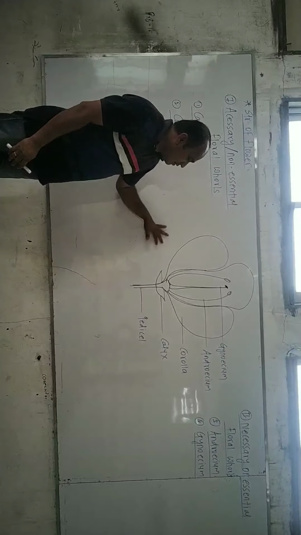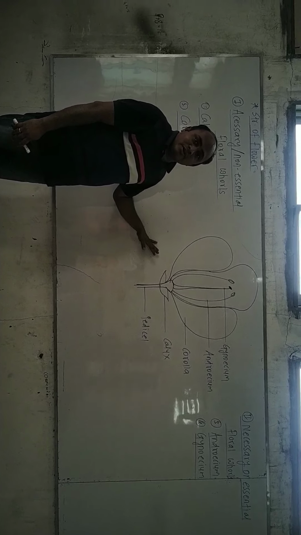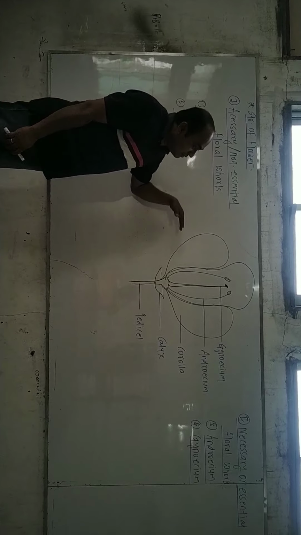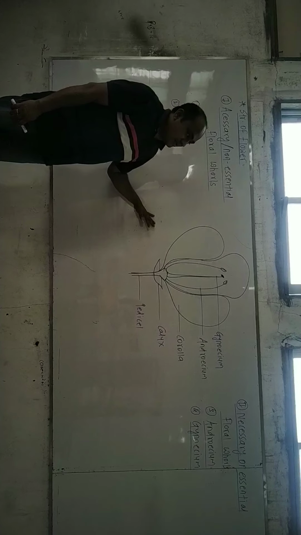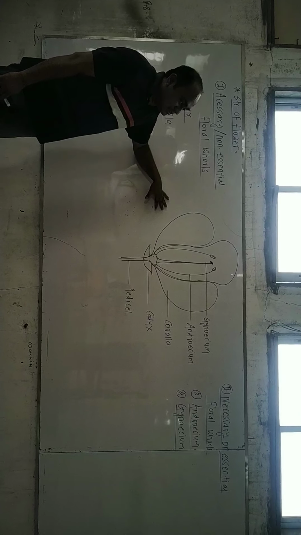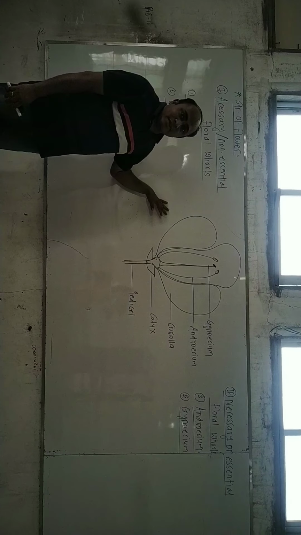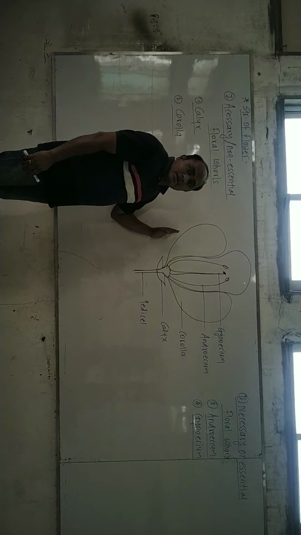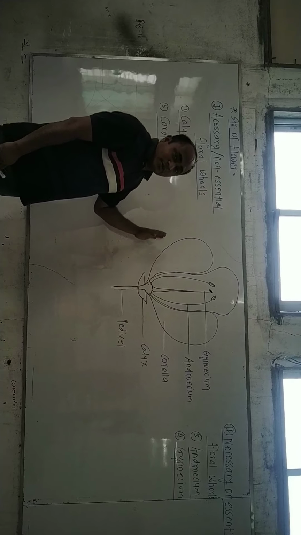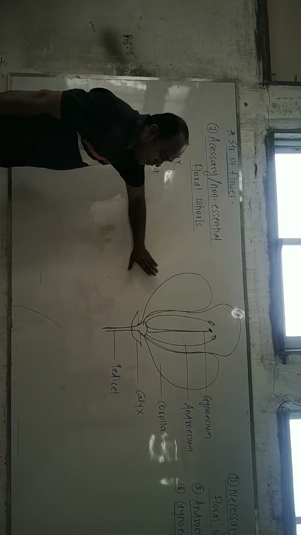I will prepare the lecture for you for the chapter reproduction in flowering plants. In the last lecture, we covered the structure of the flower. In this lecture, first we will discuss the structure of the flower. So, what is, first of all, the definition of a flower?